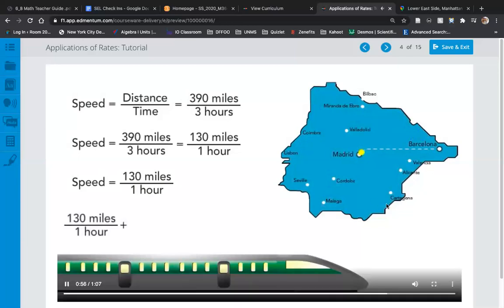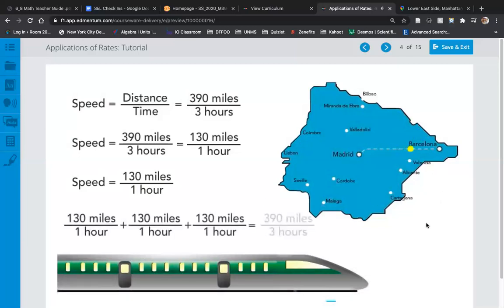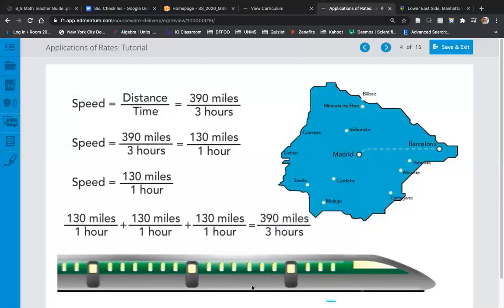Each hour, the train moves a distance of 130 miles. So the rate of travel is 130 miles per hour.